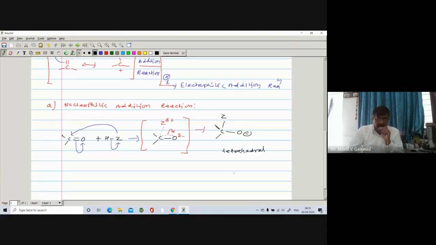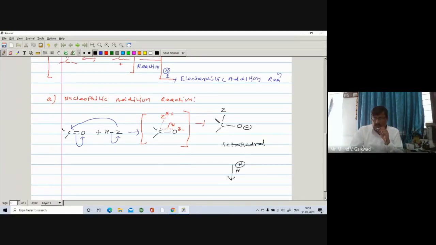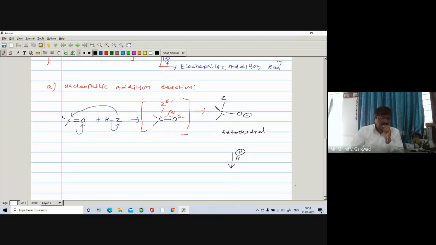Further, the nucleophile we attacked in the first step, and in the second step we attack here with H, means it undergoes protonation. So H positive from the solvent, or from this HZ, undergoes protonation and there is a formation of such type of final compound. So you add H and Z on the carbonyl compound.